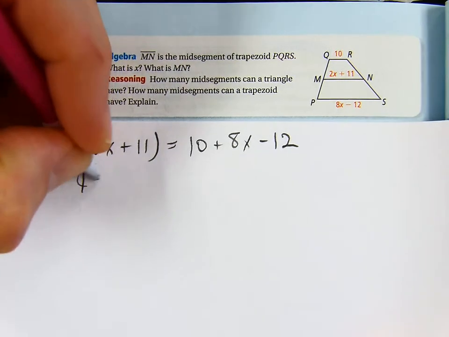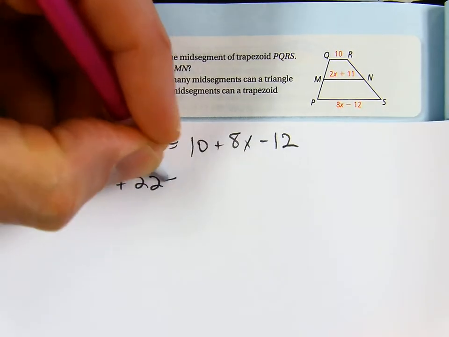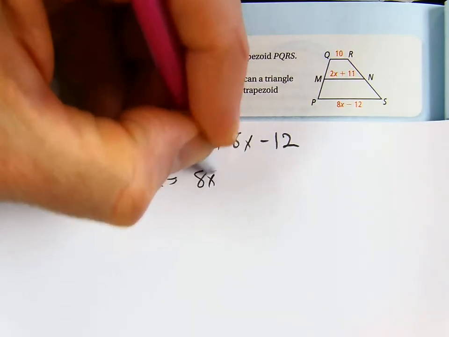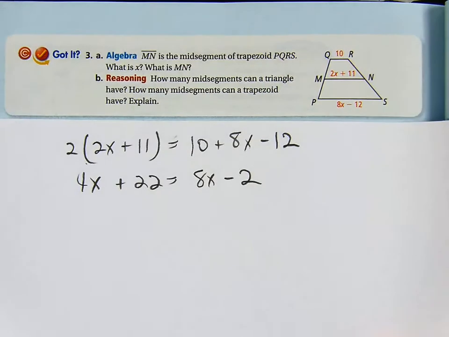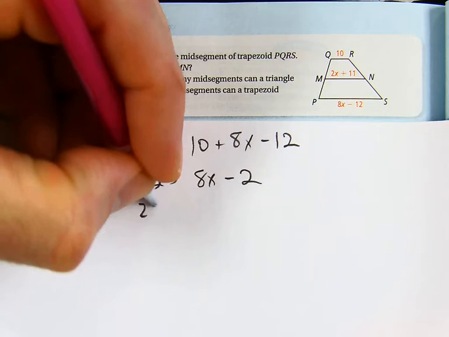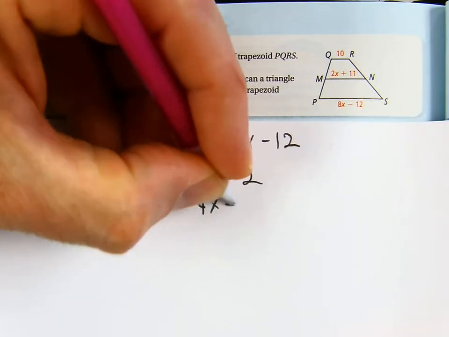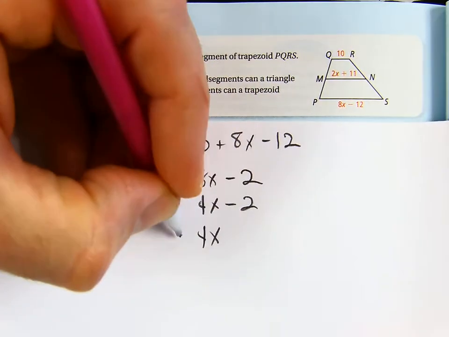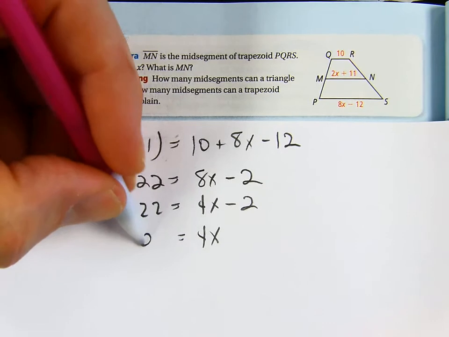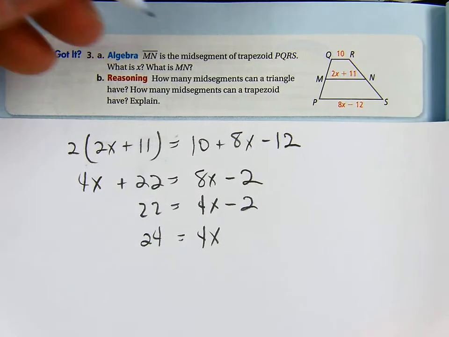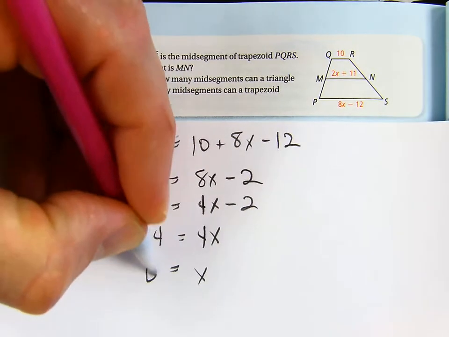4x plus 22 is equal to 8x minus 2. And then I'm ready to solve. Subtract 4x, 22 is equal to 4x minus 2. Add 2, 4x is equal to 24. Dividing by 4, and x is equal to 6.